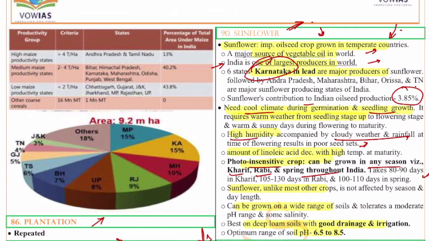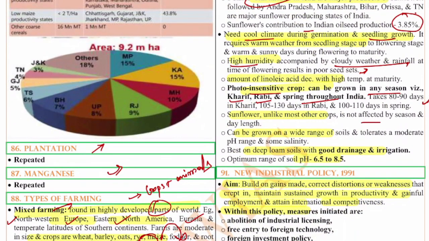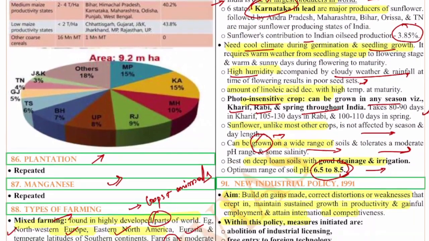Unlike other crops, sunflower is not affected by season and day length, and can be grown on a wide range of soils. It tolerates a moderate pH range and some salinity as well. It grows best on deep loamy soil with good drainage and irrigation. The optimum soil pH range is 6.5 to 8.5. So this is about sunflower.